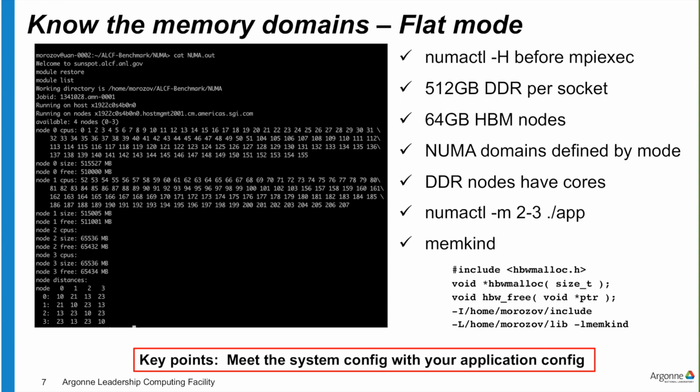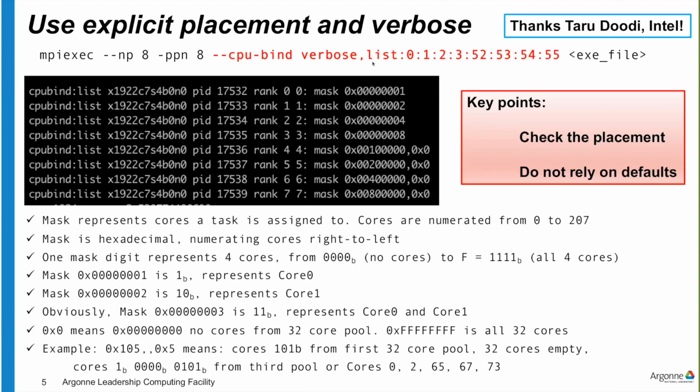So I recommend to use explicit placement so that you know for a fact whether you use 1 socket or 2 sockets. Use the command CPU bind verbose list 0,52. Then you will be using 2 sockets. Use list 0 and 1, then you will be using just 1 socket. Do not imply that there is a default. Do not expect any defaults. That's my advice.